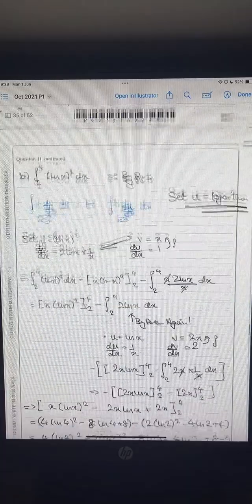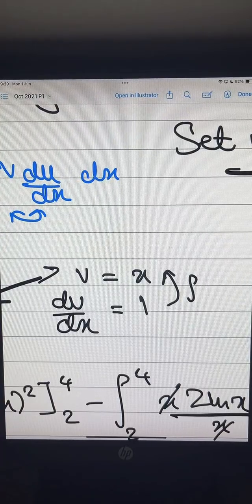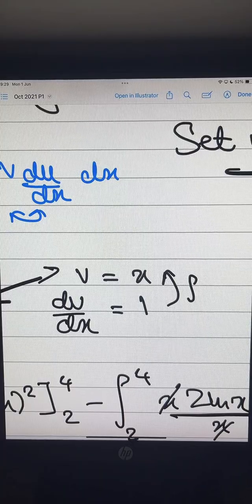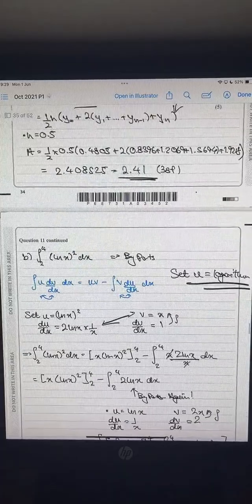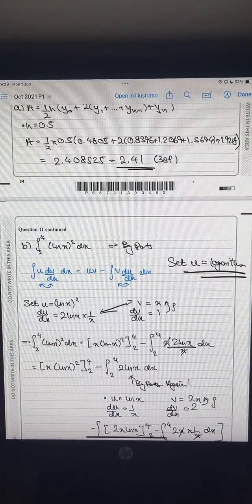How is v equal to x? V is equal to x because dv by dx is 1. So if you integrate 1, you get x because you increase the power of x by 1. So x goes from x to the 0 to x to the 1, and then you divide the whole thing by the new power, which is 1. So then you just get x. Don't forget how to do simple integrals. Sometimes those can be the things that throw you off.